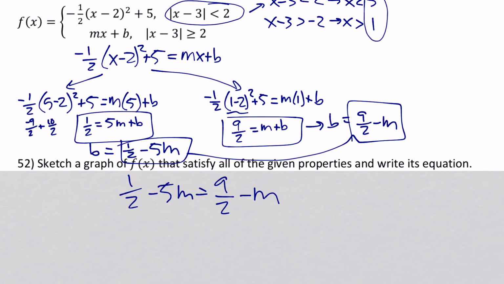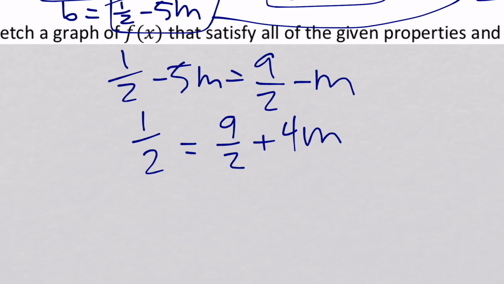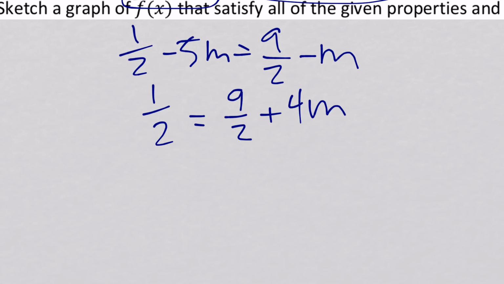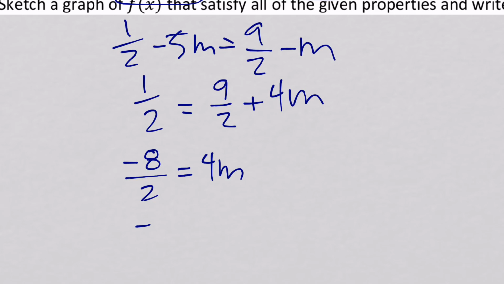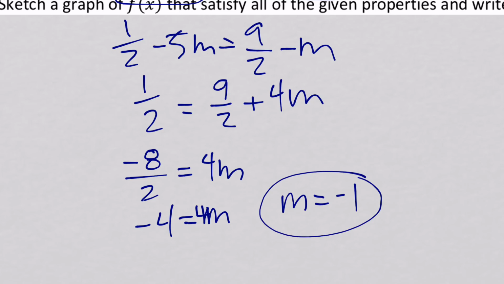So let's add 5m to both sides. So 1/2 equals 9/2 minus m plus 5m is plus 4m right there. Let's subtract 9/2. 1/2 minus 9/2 is negative 8/2 equals 4m. And negative 8/2 is really just negative 4 equals 4m. And so divide by 4, m has to equal negative 1.